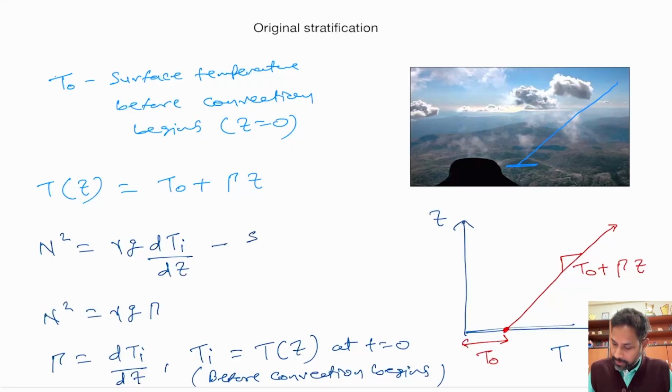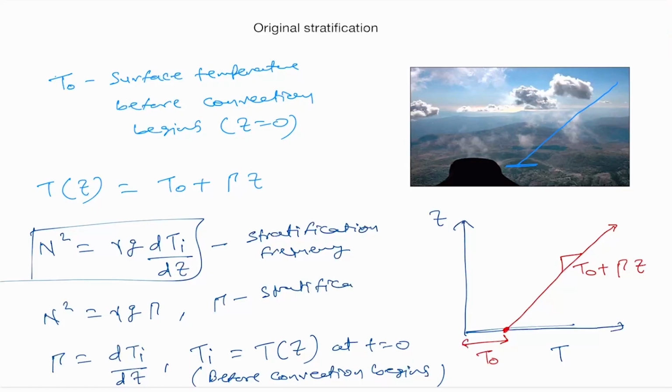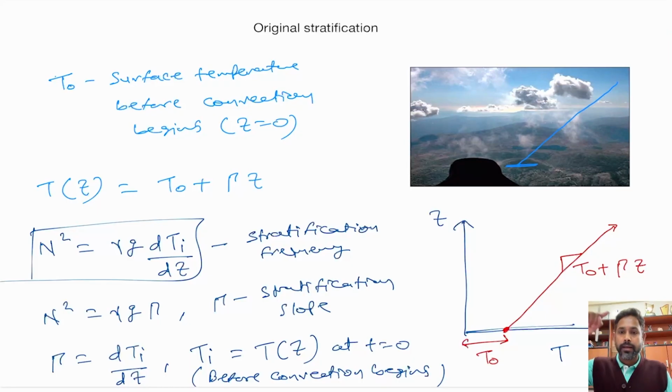We have stratification frequency. That is something we have talked about in the past. This gives us this capital gamma, which you can call as stratification slope, right? That gives you the slope of the curve. So basically this will give you slope of this straight line, right?